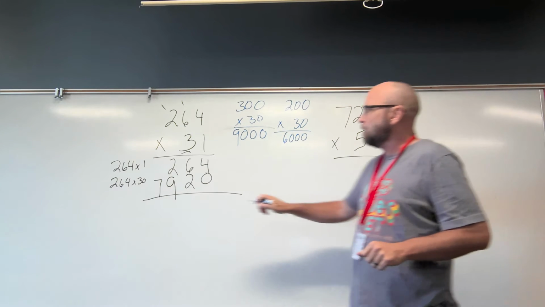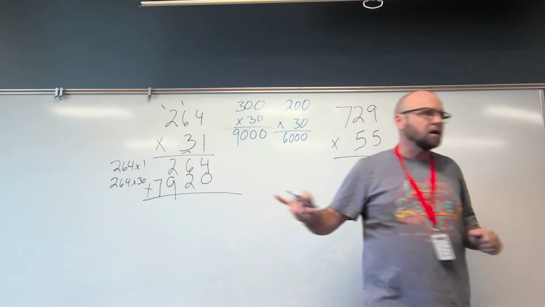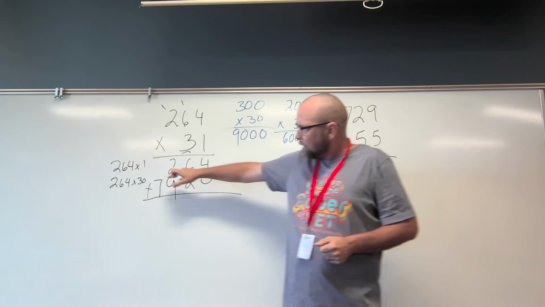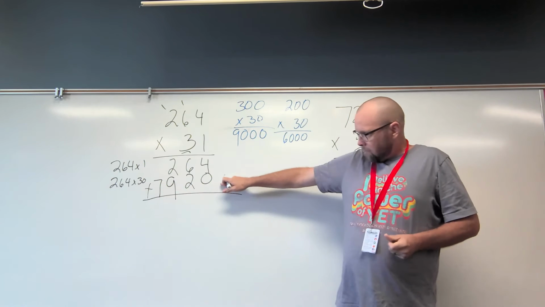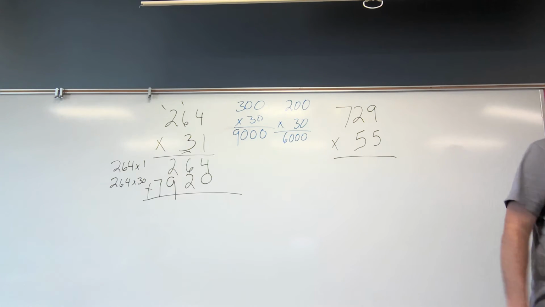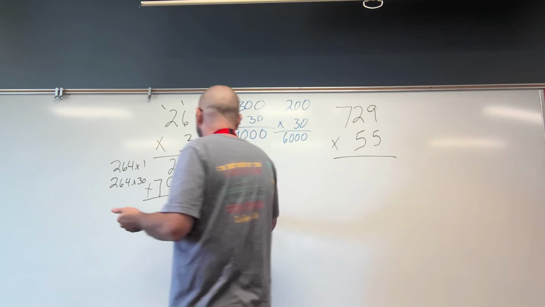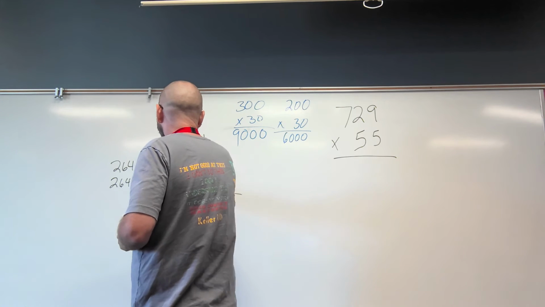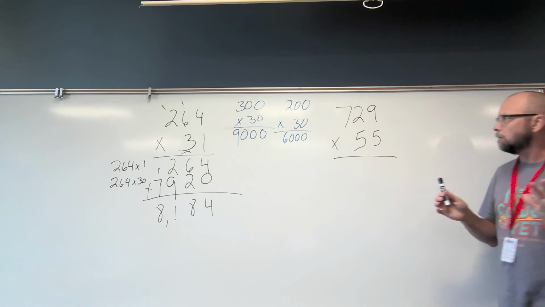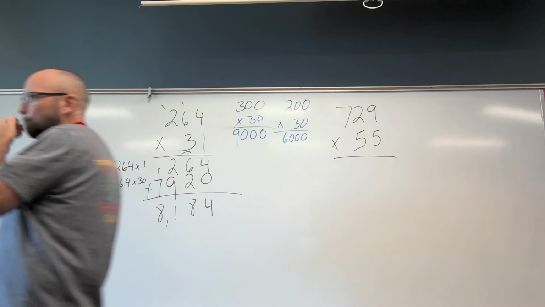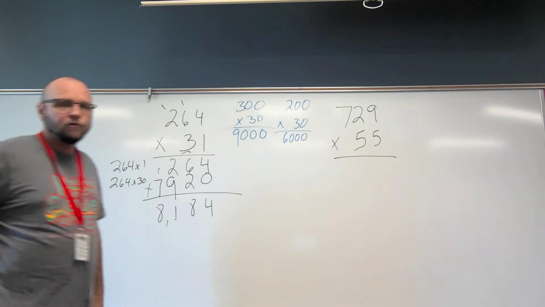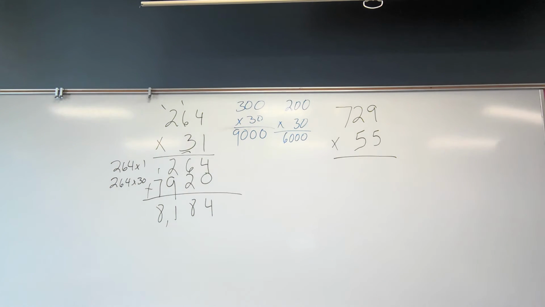So now we're going to find the sum of these two products. Remember, products are the answer to a multiplication problem. So 264 is the product of 264 times 1. 7,920 is the product of 264 times 30. We find the sum of those two products, which is 8,184. Now, did I do all my math right? Yeah? I'm good? I just make these up and write them on the board and then do them, so I depend on y'all to make sure I'm doing it right.